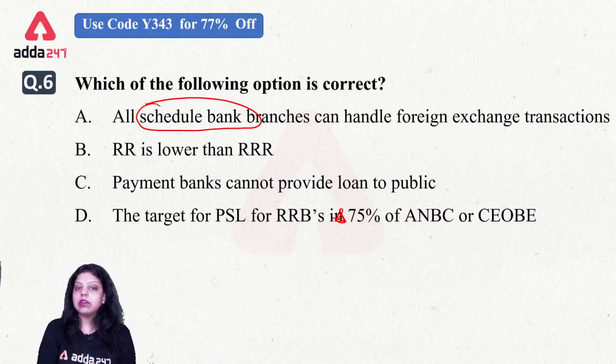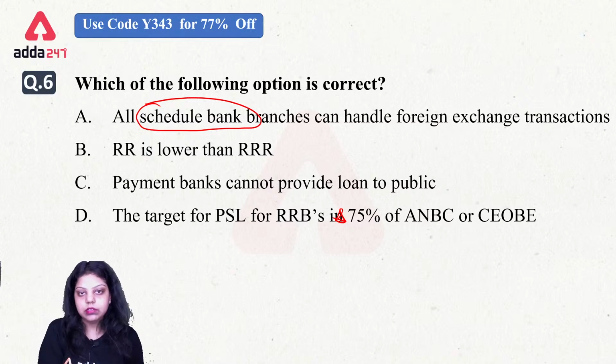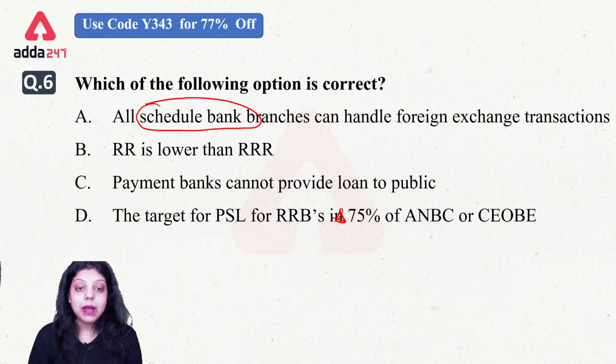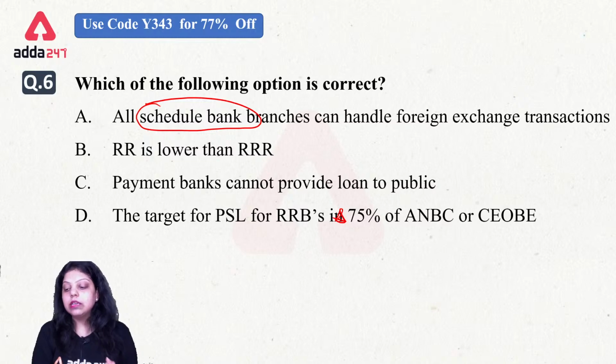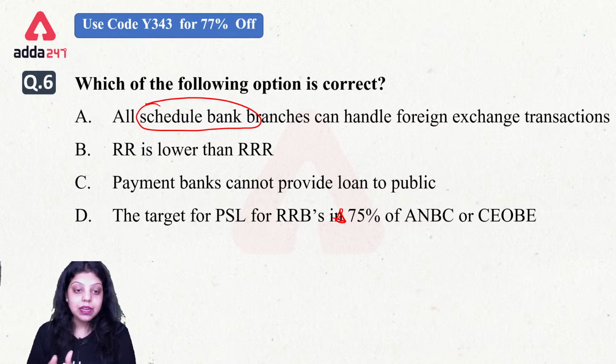If we are talking about the repo rate and reverse repo rate, the reverse repo rate is not higher; the repo rate is higher than the reverse repo rate. So that will also not be right. C option is saying payment banks cannot provide loans to the public. It is very true, because payment banks cannot provide loans to the public because they have a limited deposit. They can accept a limited deposit from the public.